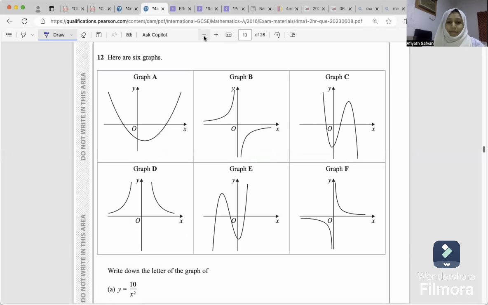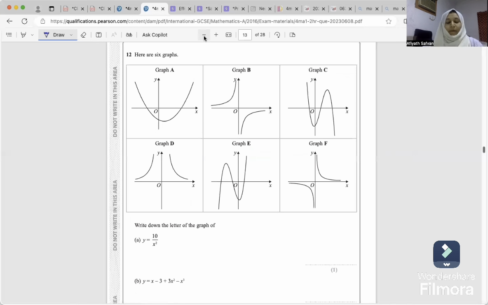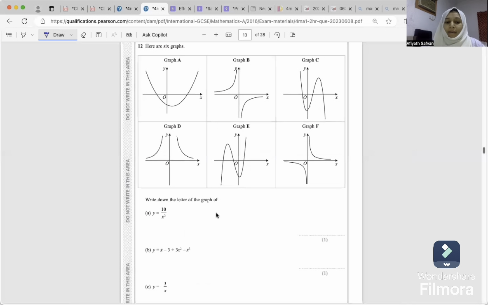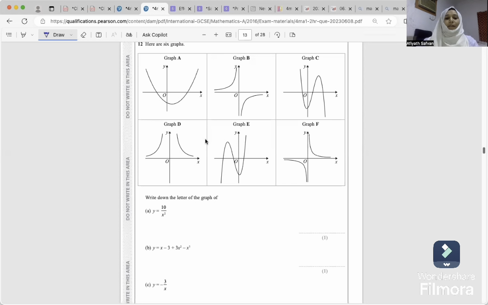Here, there are 6 graphs given. So over here, 10 divided by x squared is a graph. You can see here it's an x squared, a parabola. Write down the letter of the graph of 10 by x squared. You can see here 1 by x squared, and this is positive. So it is going to be D.